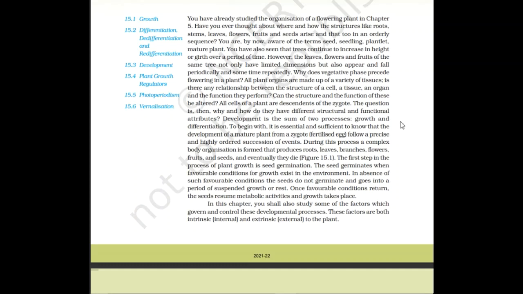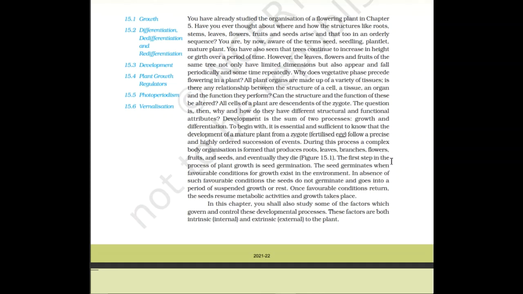You have to remember this, that development means growth and differentiation. To begin with, it is essential and sufficient to know that the development of a mature plant from a zygote, the fertilized egg, follows a precise and highly ordered succession of events. During this process, a complex body organization is formed that produces root, leaves, branches, flowers, fruits and seeds. And eventually, they die. Figure 15.1 represents this.